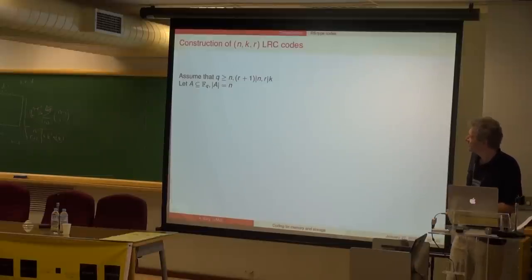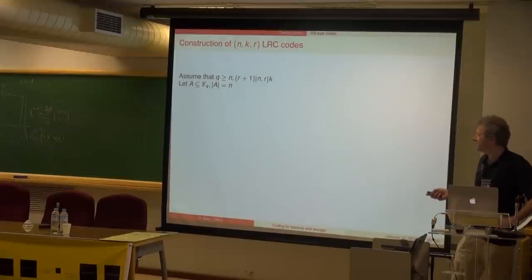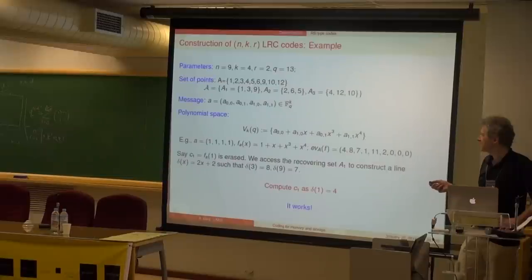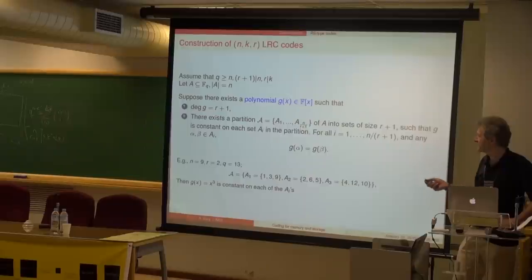Right. So we have these two assumptions. Let us take a set of points in the field of size n. Here is the main ingredient of the construction. Suppose there is a polynomial g of degree r plus 1 such that there exists a partition of this set into subsets of size r plus 1 such that g is constant on every subset. As in the example, we had g. It wasn't prominent here, so I'm giving another example. Yes, x cubed is constant on all the subsets in our partition, and this is in general what we are requiring. So let's say at 1, g of 1 is 1, at 3, 27 mod 13 is 1, at 9, it is also 1, and it is also constant on a2, x cubed, and it is constant on a3. Suppose there is such a polynomial.